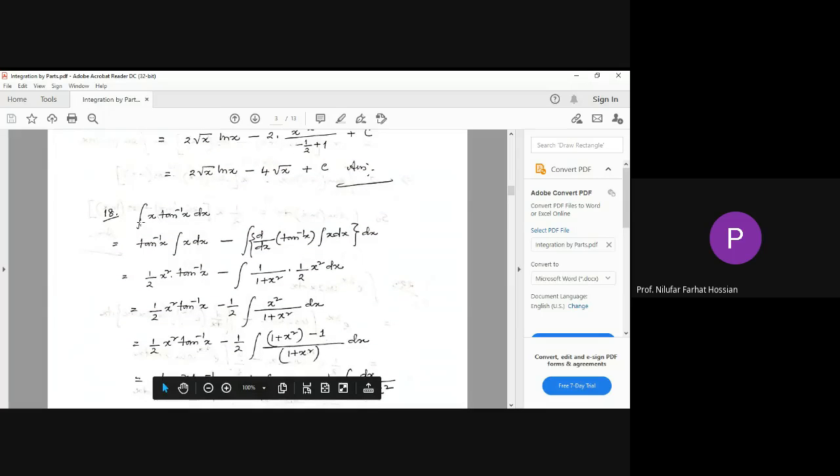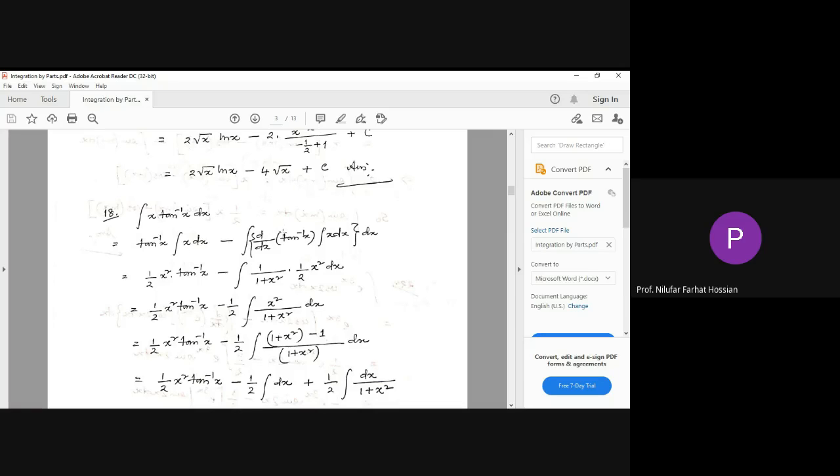So here, first function into integration of second function, minus whole integration of what? Second bracket: d dx of first function, tan inverse x, into integration of x dx, and then close the second bracket, another dx here. Now, integral of x gives you what? X squared divided by 2.